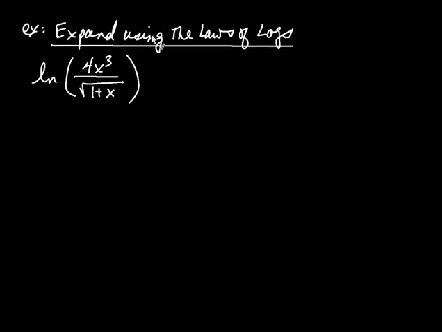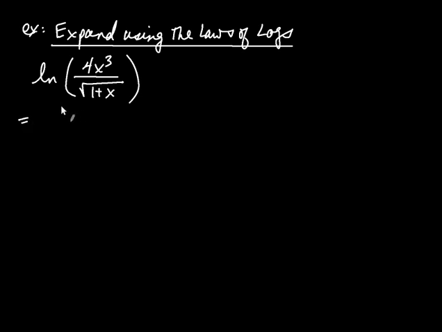Let's expand using the laws of logs. So this is a log as well. It's the natural log, right? The base is e. It's unwritten, but the base is really e. Now the first thing I notice is that the argument of the log is a quotient, right? It's something divided by something else. And so the first property I'm going to use is the quotient property for logs that says that the quotient gets taken into the difference of logs.